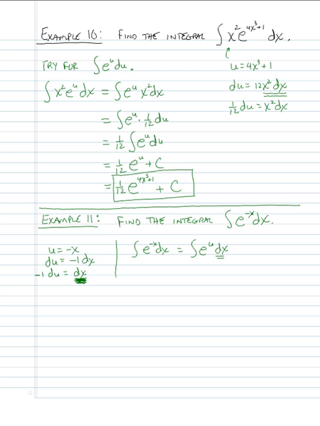And now we have a replacement for that dx. It's negative du. So this is the integral of e to the u times our negative 1 times our du. We'll bring the negative 1 out and just integrate e to the u with respect to u. And of course, that ends up being negative 1 times e to the u plus our constant of integration. But we see that that's just the negative of e to the negative x plus our constant of integration.